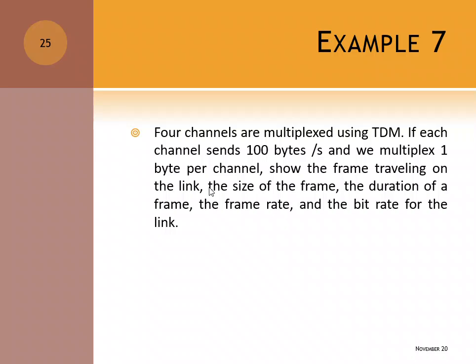Okay, today we continue with the rest of chapter 5. Let's look at example 7. 4 channels are multiplexed using TDM. If each channel sends 100 bytes per second and we multiplex 1 byte per channel, show the frame traveling on the link, the size of the frame, the duration of a frame, the frame rate and the bit rate for the link.